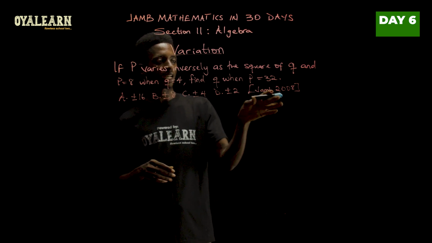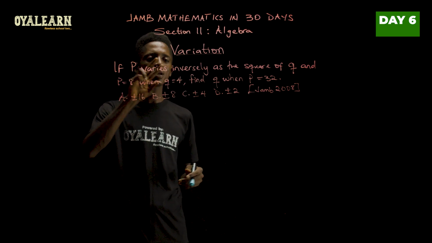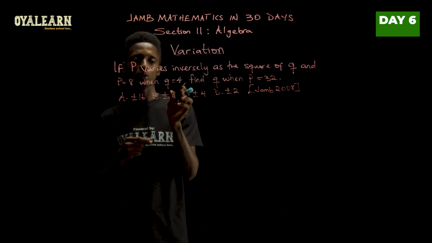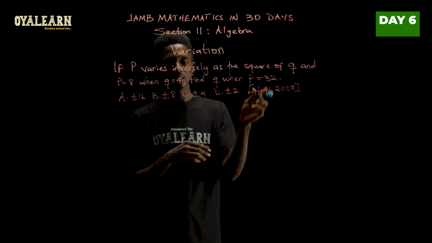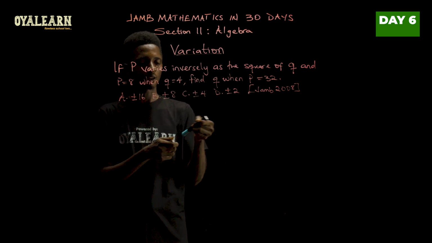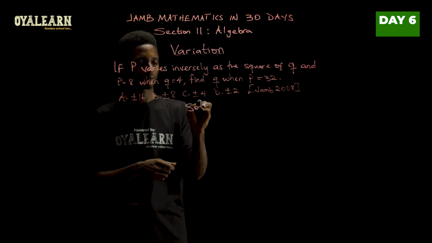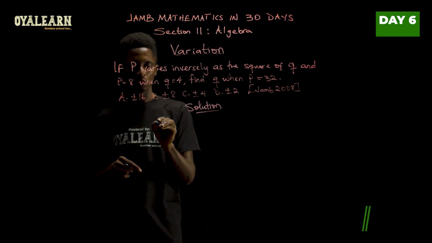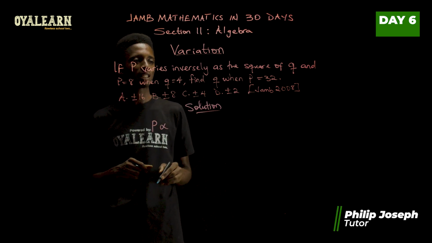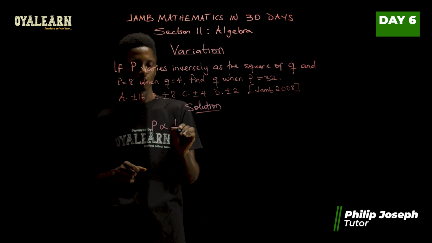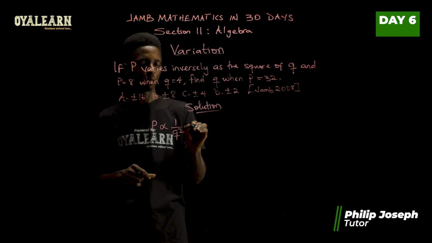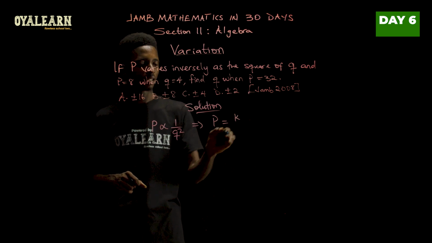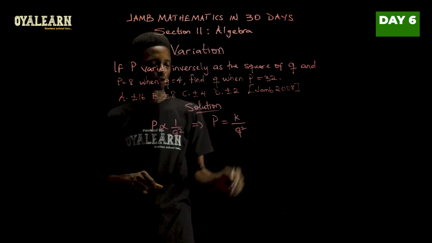This question from JAMB 2008 says, if p varies inversely as the square of q, and p is 8 when q is 4, we should find q when p is 32. To solve this, we write the expression first, which is p is inversely proportional to q squared, which implies that p would equal the constant k divided by q squared.